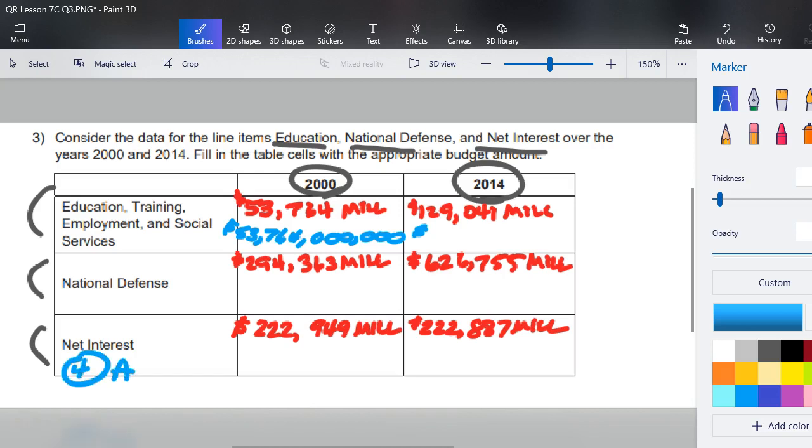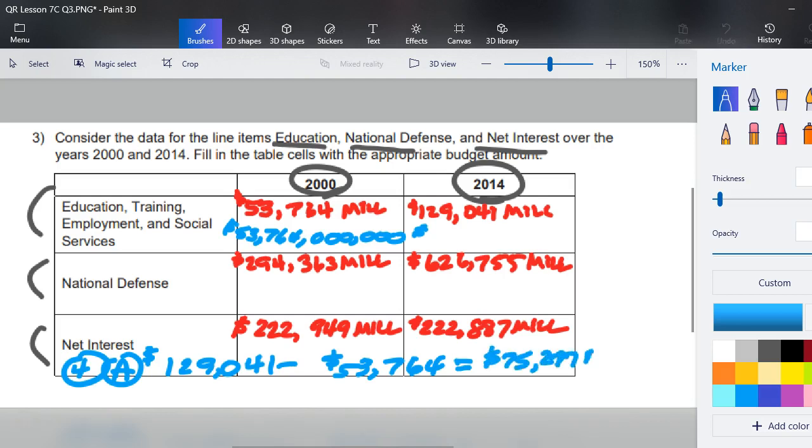Absolute change is ending number minus beginning number. And so looking at question 4, Part A, our ending number is 129,041 million minus 53,764 million. And when we subtract these, grabbing a calculator here, I get 129,041 minus 53,764, and I'm looking at $75,277 million difference from 2000 to 2014, and it is positive because we went from the 53,000 up to the 129,000.